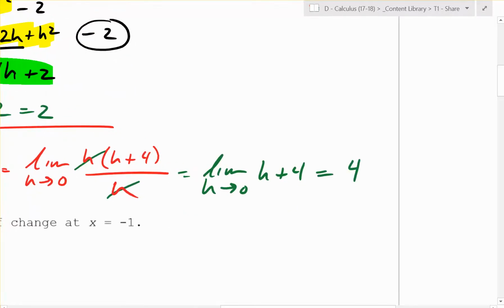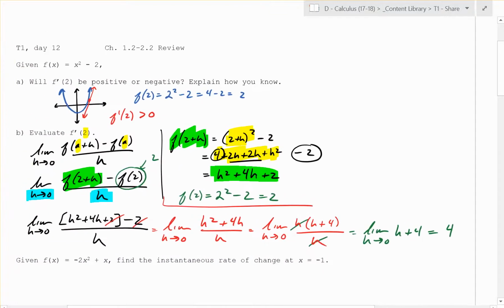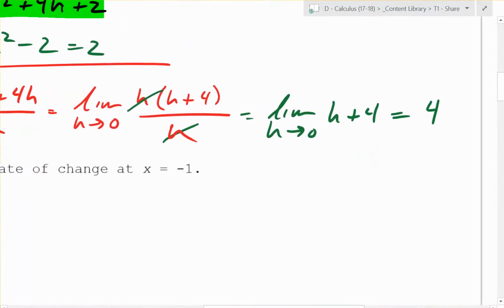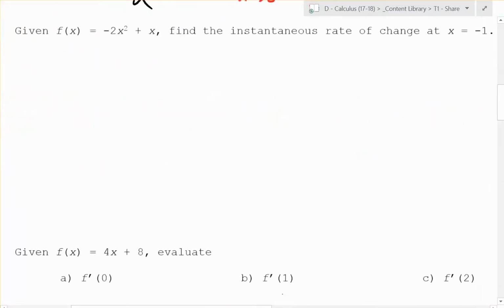Is that greater than 0? Remember, we expected it to be positive. You know, that graph wasn't super accurate, but does it kind of look like the slope of that line is 4? Kinda. So visually it matches. It is positive. Let's do another as practice.